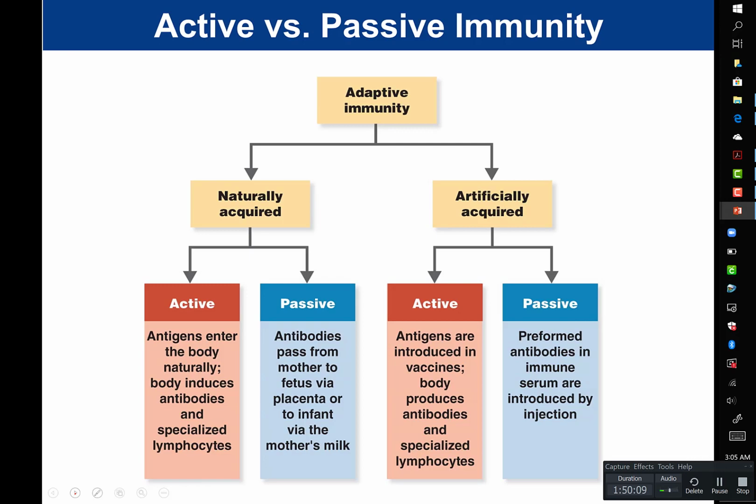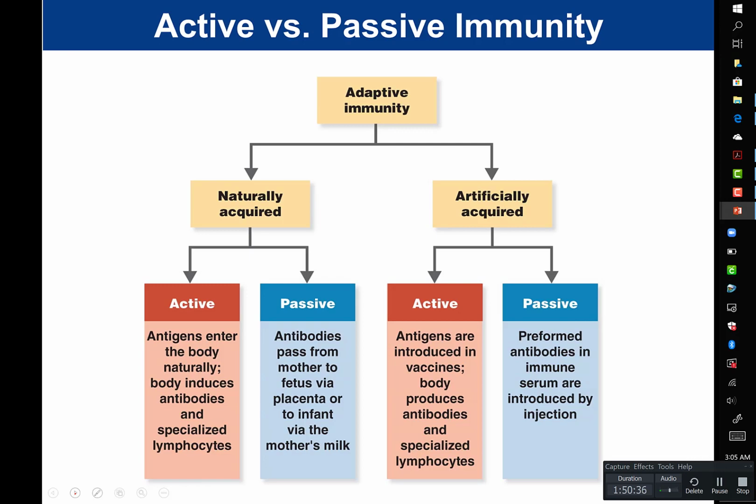We can have naturally acquired passive. Again, passive means that you're not coming in contact with the antigens, but you are getting the antibodies transferred. And this can happen from mother to child, either via the placenta for the fetus, so when the baby is in utero, or to an infant via breast milk.